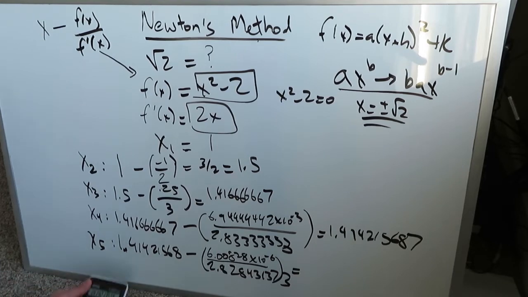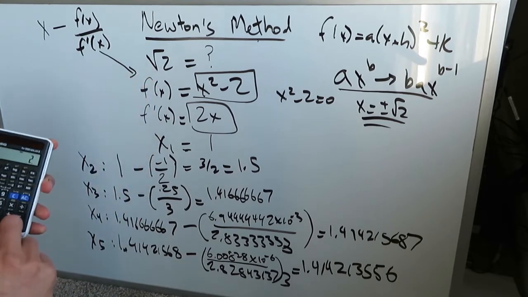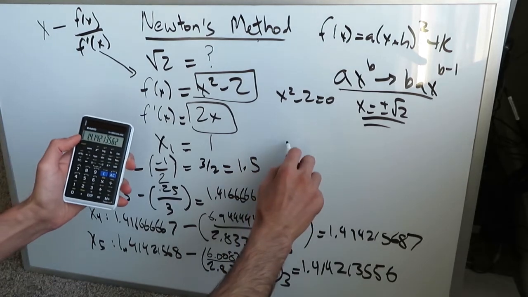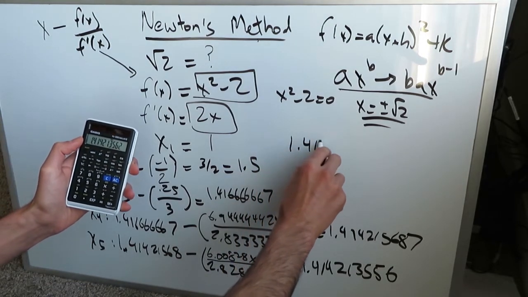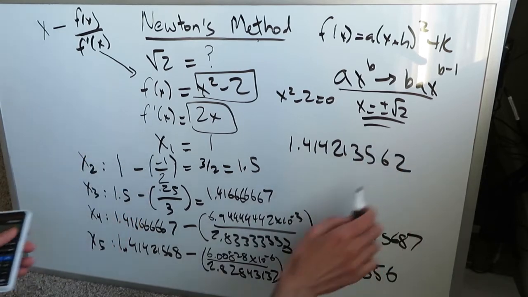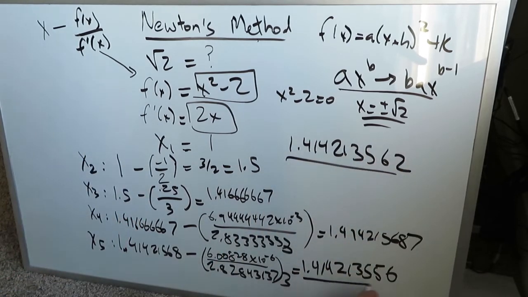I'm getting this 1.4142. I'm going to write the entire number down, what I'm getting: 1.4142135556, and we stop over here. Now we bring our calculator and do square root of 2 and see what we get. The square root of 2, what I'm getting on the calculator is 1.4142135562.